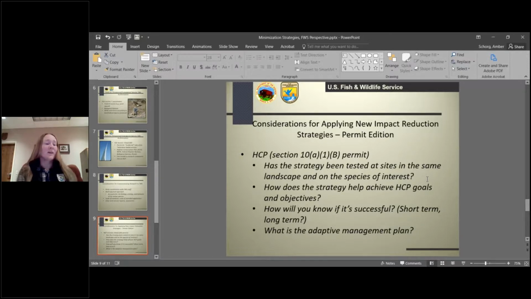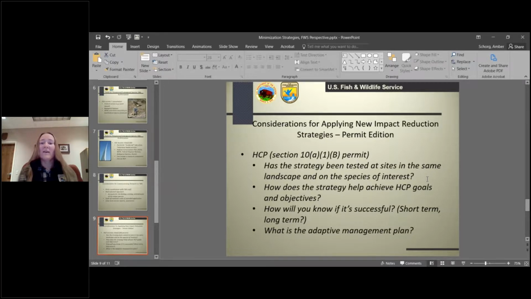So if you have a deterrent that has been tested in the Southwest, how comparable are those species and the echolocation frequencies of those bat species to the species that we have here in the Midwest? Are they comparable? Are they different? How might we deal with that in the context of an HCP?